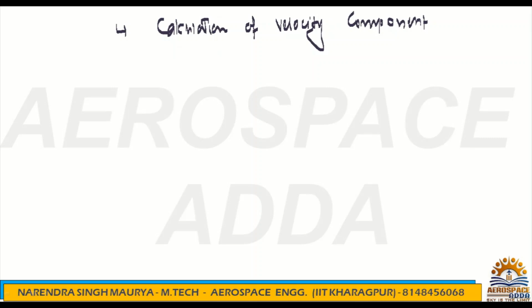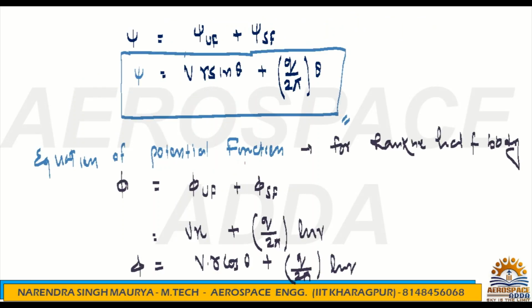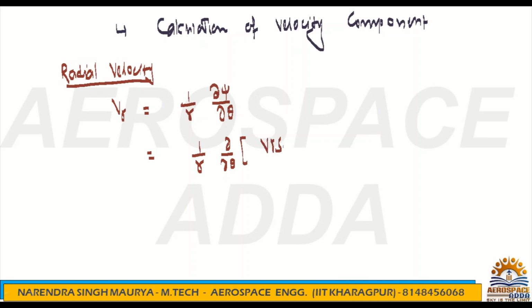We have to calculate all the velocity components. How many velocities will we have? Obviously radial velocity and tangential velocity. What is the radial velocity? Number one. If you see the formula, 1 by r dou psi by dou theta, this is the formula. I have already given it to you. So 1 by r dou by dou theta of psi. What is the psi? You have just written it here. See this psi value. It is Vr sin theta plus q upon 2 pi theta.